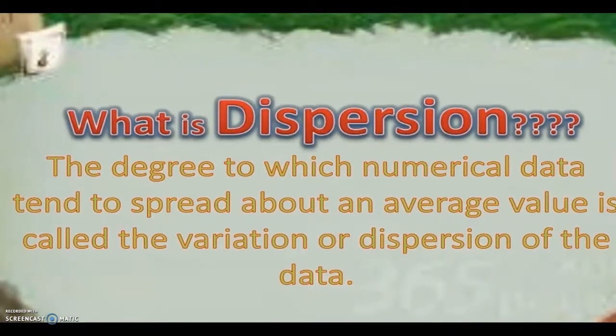So children, let us start with the definition of what is dispersion. The degree to which numerical data tend to spread about an average value is called the variation or dispersion of the data. Once more, the degree to which numerical data tend to spread about an average value is called the variation or dispersion of the data.